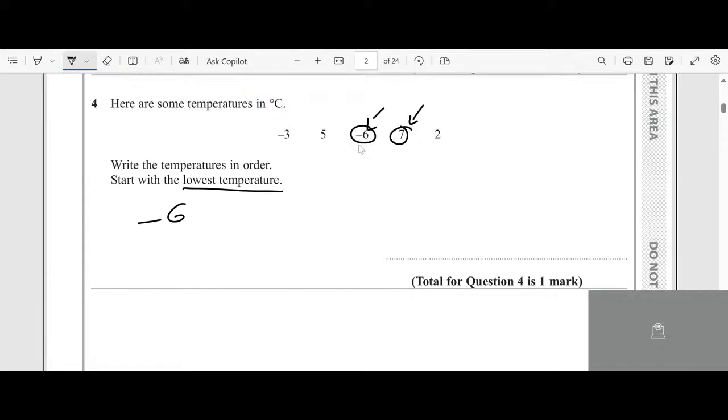Therefore, this one is the smallest. We are going to start with -6. Then we look at another negative. Then we go to the positives: we have 2, then 5, then 7. So the major place where students get confused is this. Just have a note that the bigger the negative, the smaller it is.